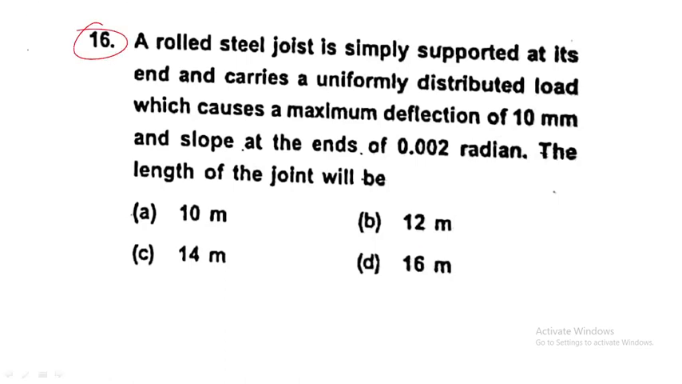Next question. A rolled steel joist is simply supported at its end and carries a uniformly distributed load which causes a maximum deflection of 10 mm and slope at the end of 0.002 radian. The length of the joist will be. They are asking the length of the joist.